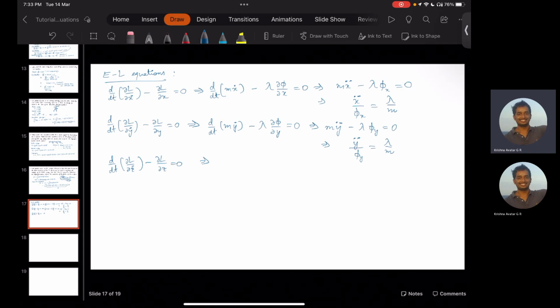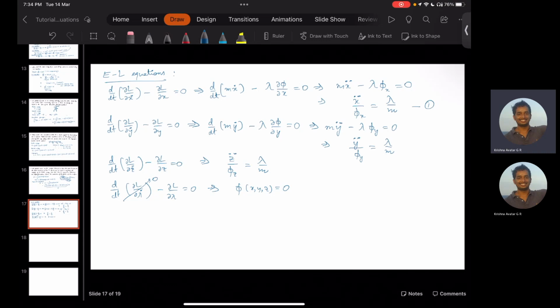Fine. And the third Euler-Lagrange equation, I'll just write the final expression, similar to the previous steps: z double dot by phi z. And the fourth Euler-Lagrange equation is d by dt of del L by del lambda dot, minus del L by del lambda. So del L by del lambda dot doesn't exist, so this term is 0. What we are left with is minus del L by del lambda, and this is nothing but phi of x, y, z equal to 0. This is just the constraint.